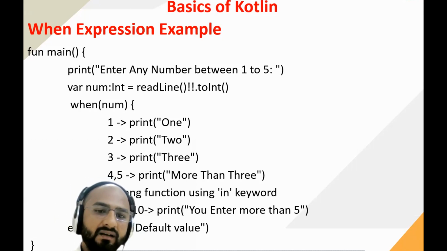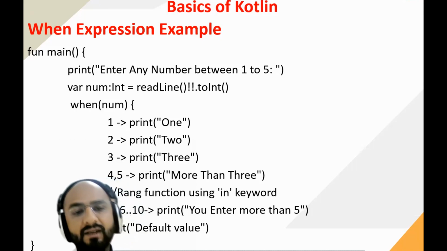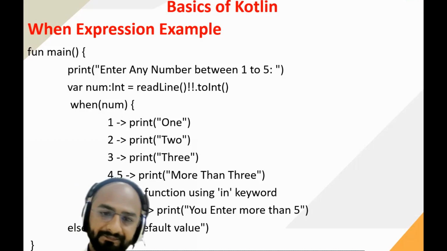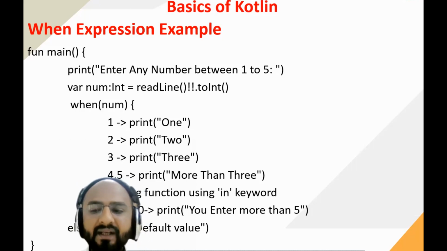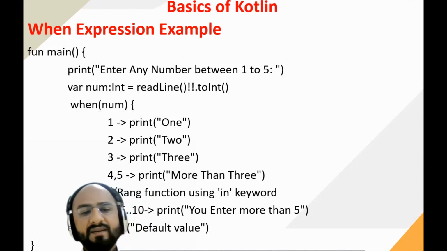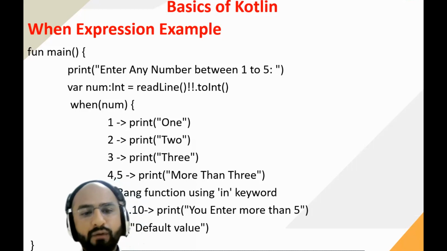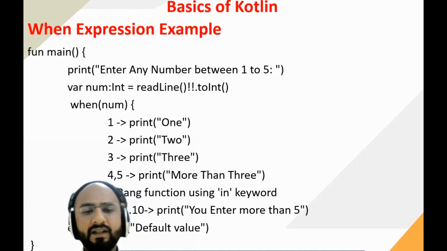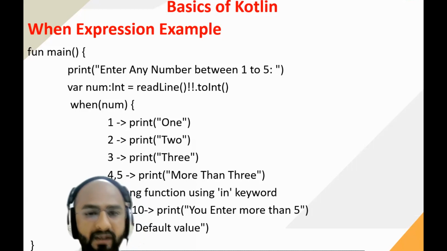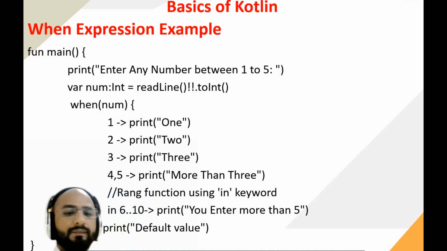And then in the when clause, I have written number. So this number will be checked against every possibility. For example, if the number has a 1, then it will print 1. If the number has 2, then it will print 2. If the number has a 3 as a value, then it will print 3 into the console.